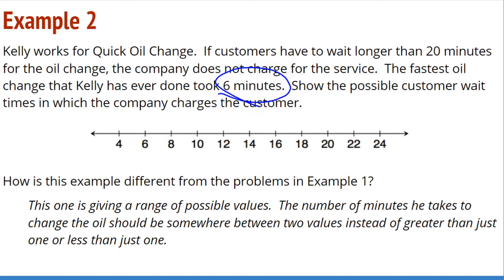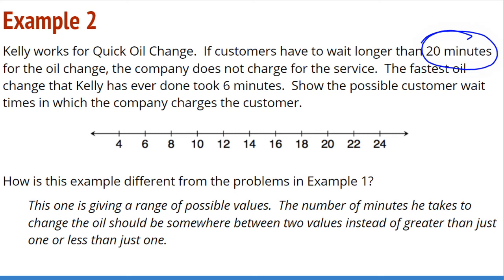I certainly can't have negative numbers. I can't say that he finished at 2 minutes before you got there, which is negative 2 minutes. But I also know that if he takes longer than 20 minutes, the company won't charge the customer. Now, is it possible that in the future this 6 could change? Could it become 5.5 or 4? Absolutely. But based off of the information we have right now in this problem, 6 minutes is the fastest that he has ever done an oil change.